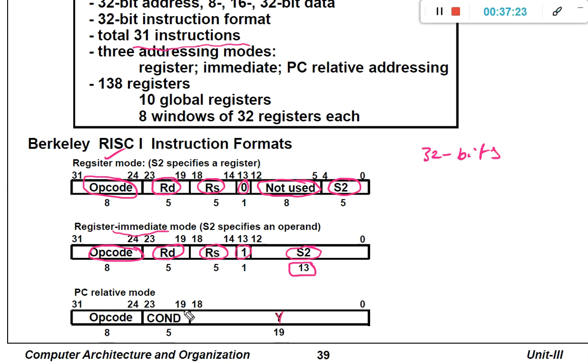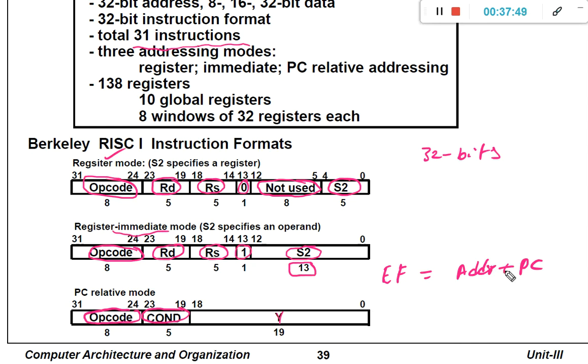So it will represent the condition code, and from 24 to 31 it will represent the operation code. So in PC relative mode, how are we going to get the effective address? Effective address is equal to actual address plus program counter. Like this we are going to get the effective address.